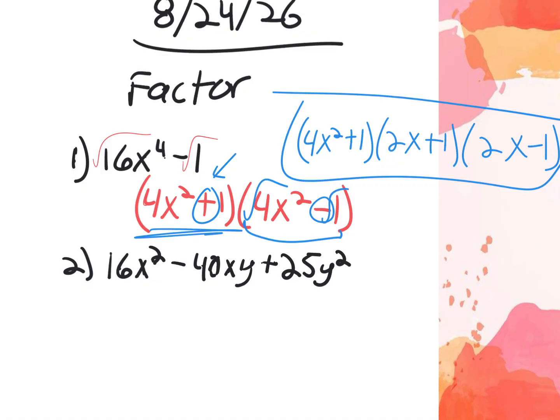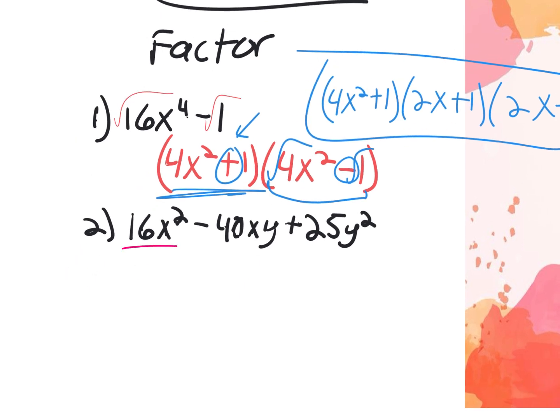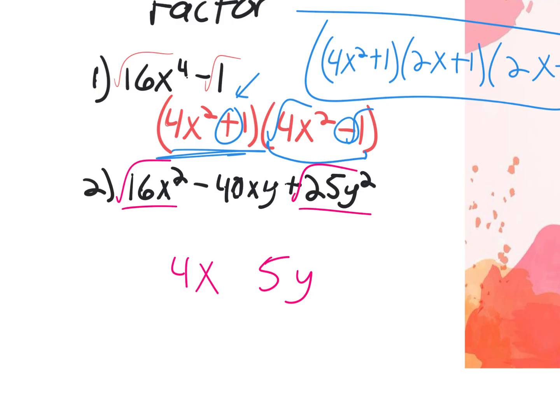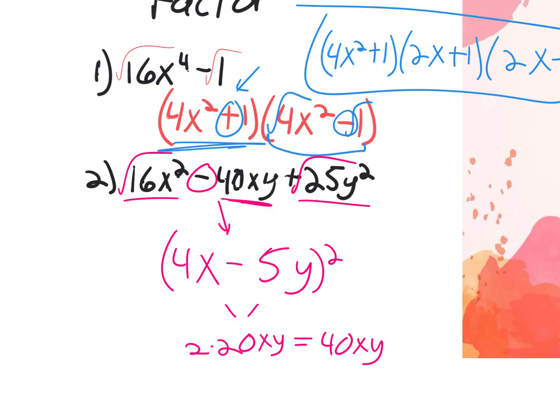Anyone have any ideas for number 2? John? Okay, good. So notice that 16x squared and 25y squared are perfect squares. So when you take the square root of each of these, you should get 4x and 5y. And our test for this is we want to multiply these together, and then we should get 20xy, and then double it. And this gets us 40xy. Since that matches the term in the middle, we're going to take the sign in front, stick it in between, and then square the whole thing. So this is our factored expression.